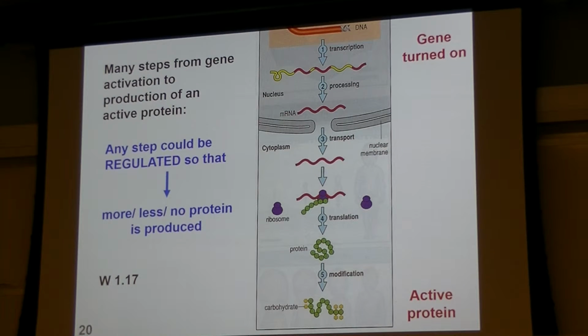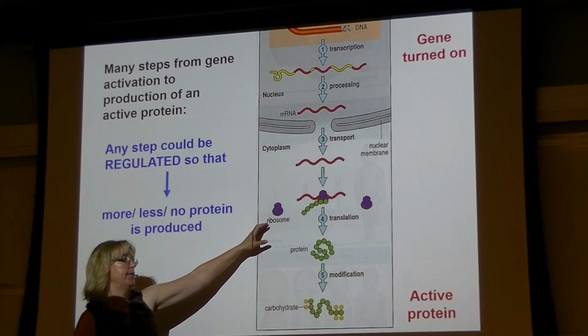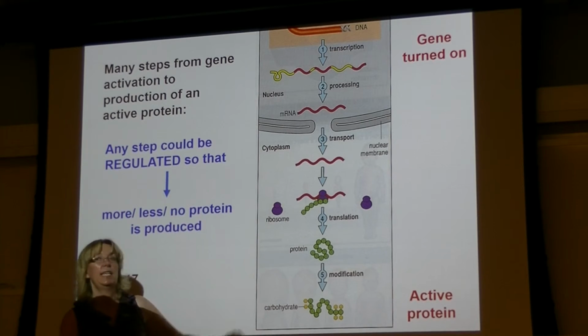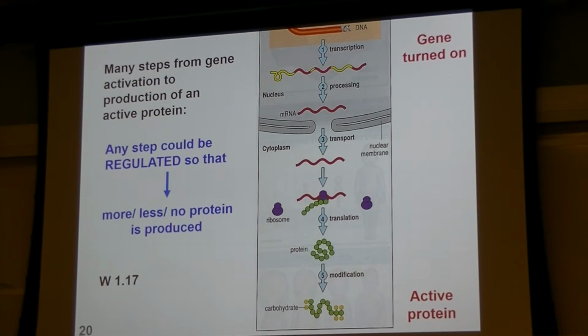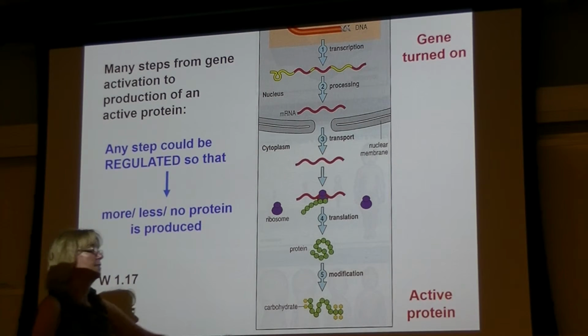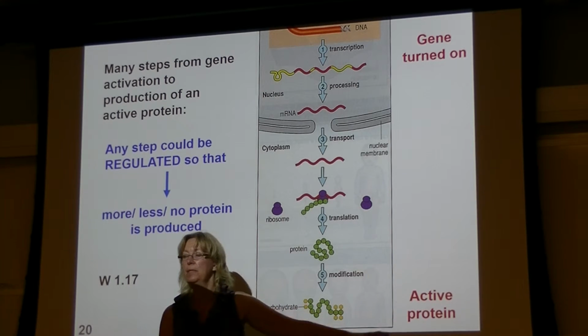Okay, so these slides are going to look at the idea of how it is that genes could be differently expressed from one cell to the next. And we start out here with the chromosome at the very top. It's going to go through transcription, processing, transport out of the nucleus into the cytoplasm. It joins up with ribosomes. It gets translated into a protein. The protein might get modified. And eventually you'll get some kind of an active protein after all of these steps.